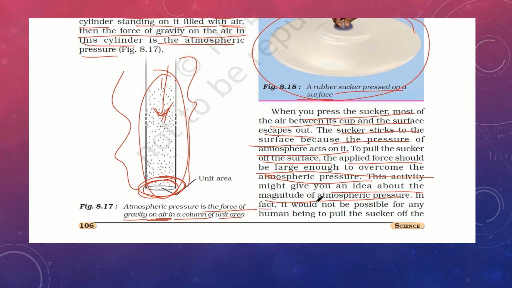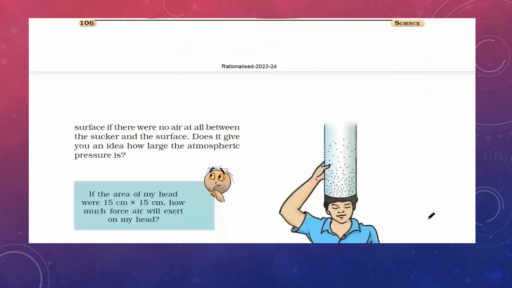In fact, it would not be possible for any human being to pull the sucker off the surface if there were no air left between the sucker and the surface. If there is no air left between the sucker and the surface, then it won't be easy to pull the sucker. So does it give you an idea how large this atmospheric pressure is? I think you got it.